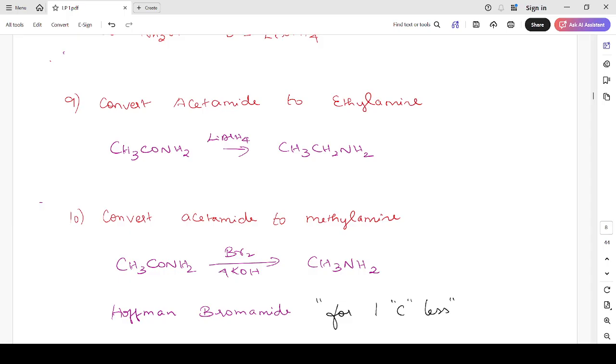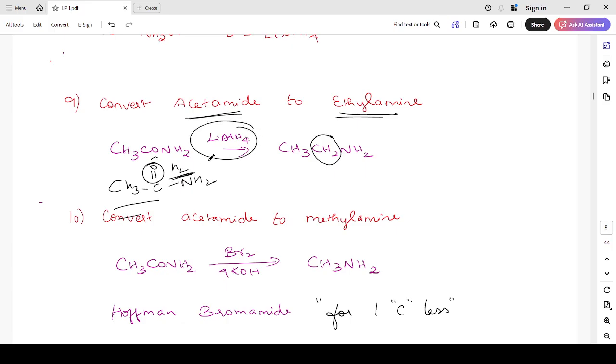Yes, ma'am. Next one. We are converting acetamide to ethylamine. What is acetamide? Anything which is attached to this acetyl group is called acetamide, right? This is acetamide. So you can see I'm converting it into ethylamine. That means I'm removing this oxygen, instead I'm having hydrogen. It should be a common reducing agent.